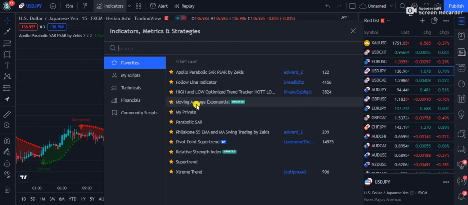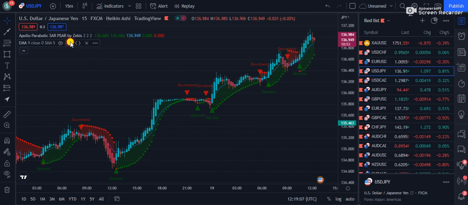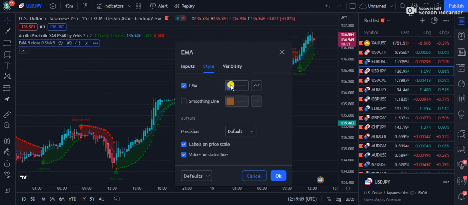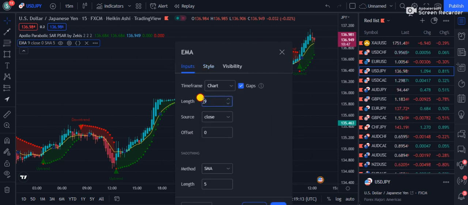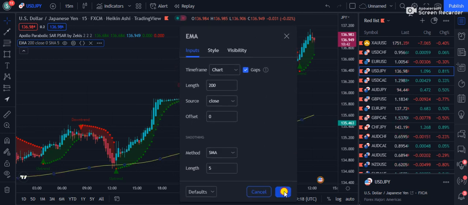We are going to use the second indicator, called the exponential moving average, because we would like to trade with the trend. So I'm going to the settings of the exponential moving average and giving it a yellow color, and then going into inputs. Instead of 9, I would like to choose 200. So the 200 period works really best.